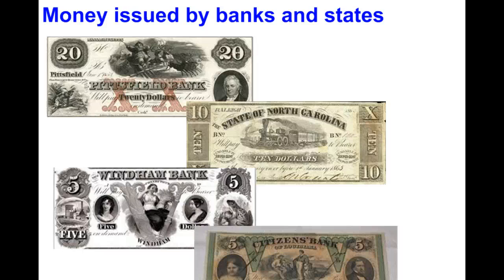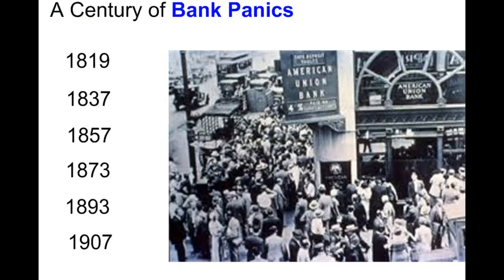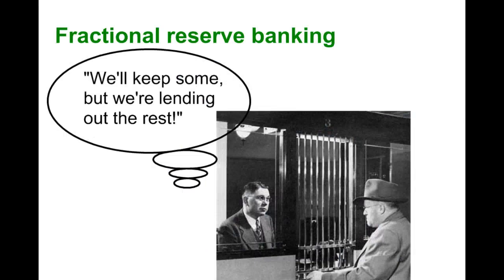The U.S. went through a bank panic about every 20 years: 1819, 1837, 1857, 1873, 1893, 1907. Every time, savers lost tons of money, businesses went bankrupt, and the economy was thrown into a recession. Why did all these bank panics and bank failures happen? It's partly inherent to the way banks work. The U.S., like most countries, uses a system called fractional reserve banking. You deposit your money in the bank and it becomes bank reserves.